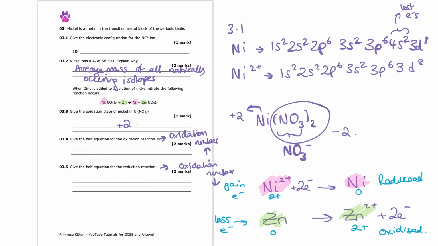So for 3.4, the half equation for the oxidation reaction is going to be zinc goes to zinc 2+ plus 2 electrons, whereas the half equation for the reduction reaction will be nickel 2+ plus 2 electrons makes nickel. So that's that one all finished.